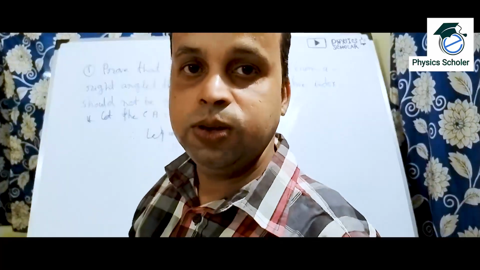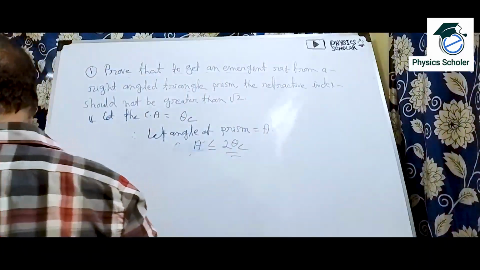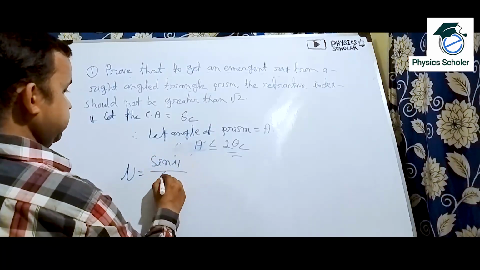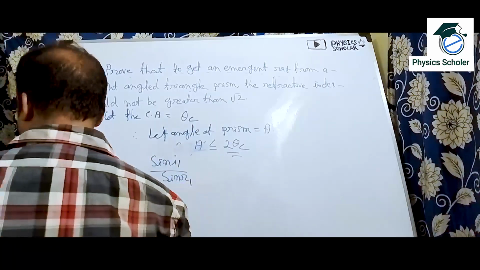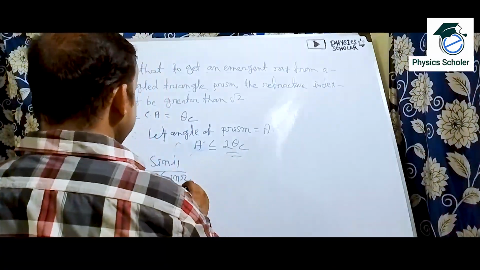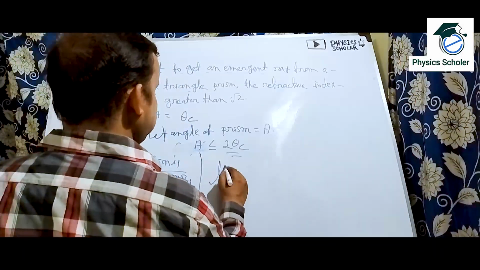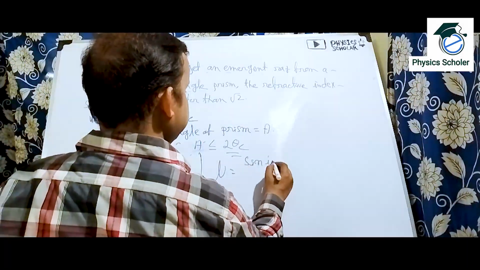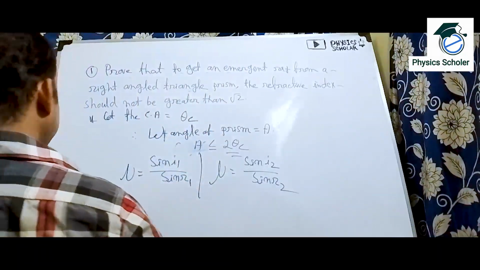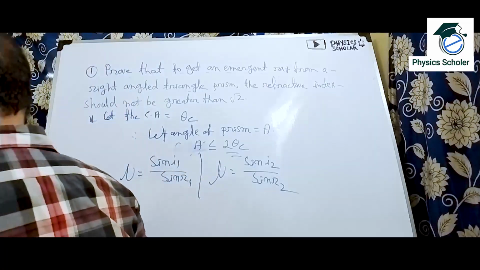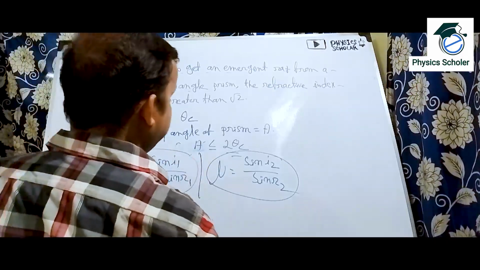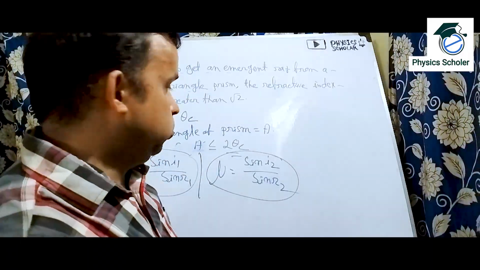Now we will prove this. So what do we know? Mu is equal to sin I1 by sin R1. On the other surface, mu is equal to sin I2 by sin R2. You can see in my previous episode how this has come, to know the things.